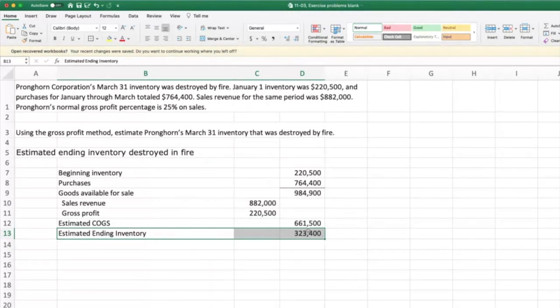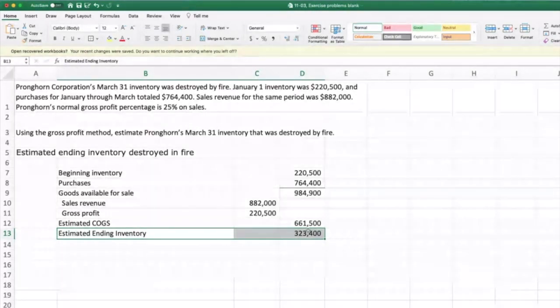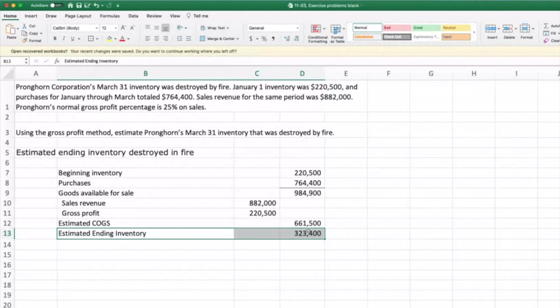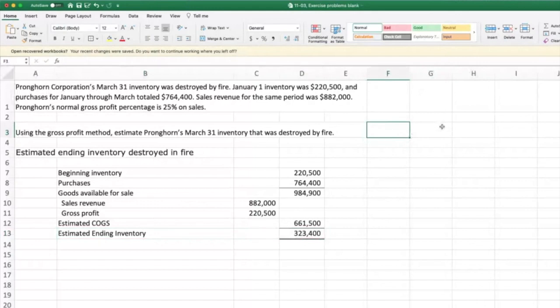Again, that's a good way of estimating ending inventory when you don't want to go out and actually count the inventory yourself. So that was estimating the inventory using the gross profit method when we're told the gross profit percentage on sales, which was 25%. Alternatively, we could be given, say, a markup percentage and then asked to calculate the same thing, the ending inventory, using a markup percentage instead.